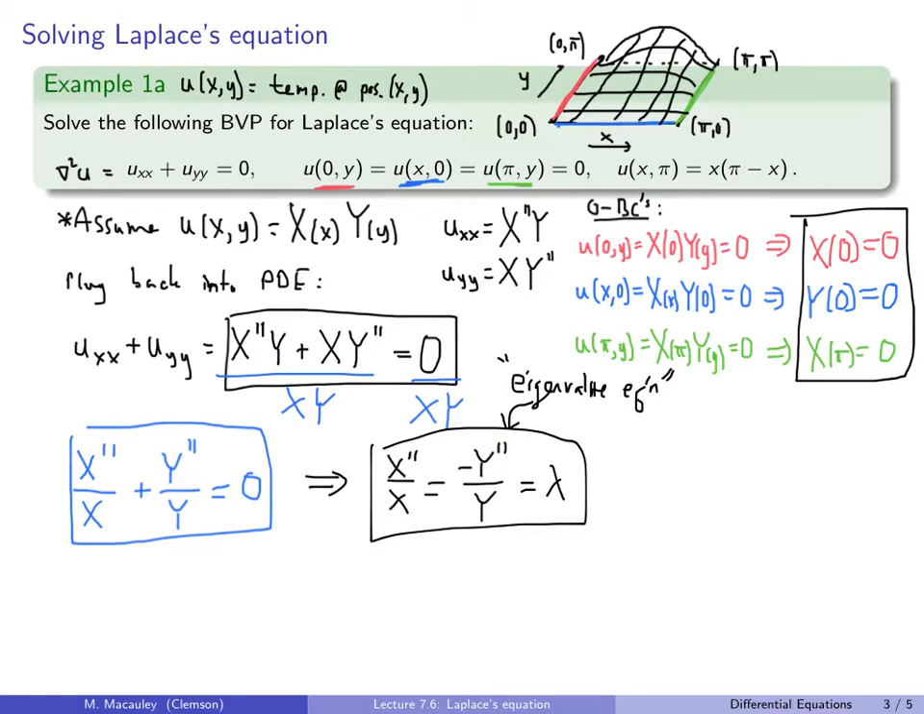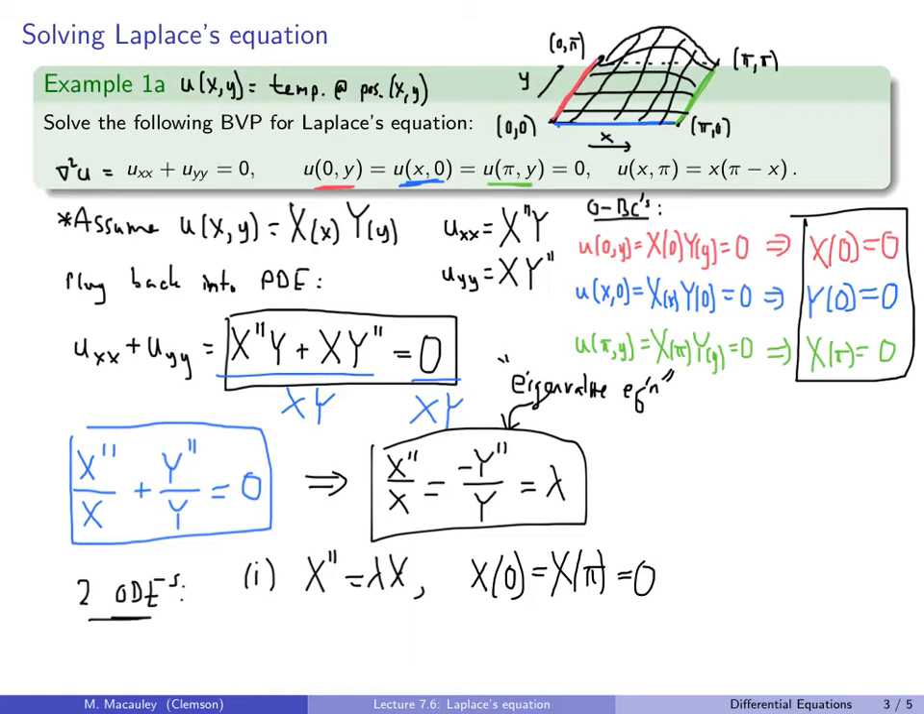So what we now have is two ODEs. So we can write an ODE in x and an ODE in y, just like we did before. Okay, so we now have two ODEs. So the first one is x double prime equals lambda x. And we have two boundary conditions. We have this and this. So this is subject to x of 0 equals x of pi equals 0.